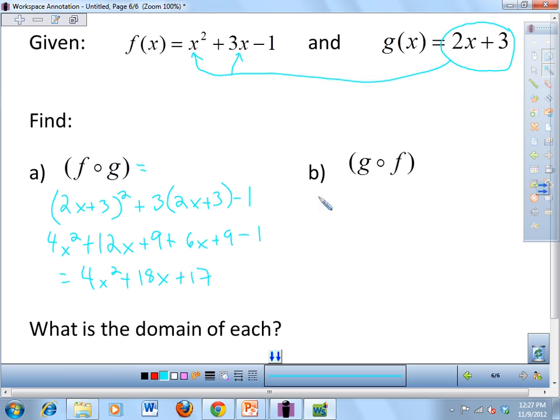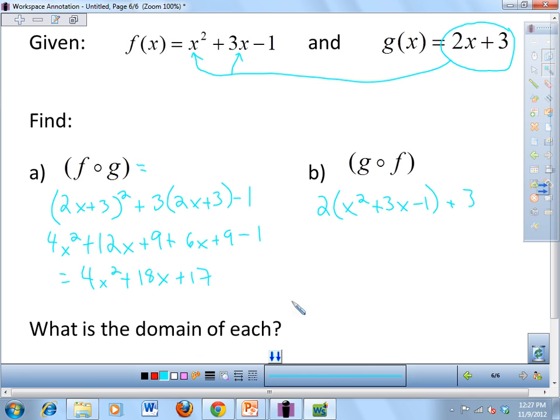And g of f works the same way, except I take this function and plug it in here. So what that's going to look like is 2 times x squared plus 3x minus 1. My 2 times plus 3, right? And whatever that simplifies to, that simplifies. Okay?